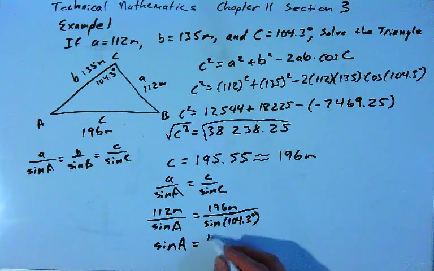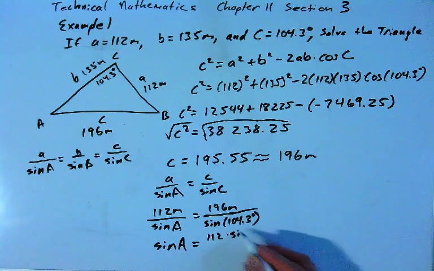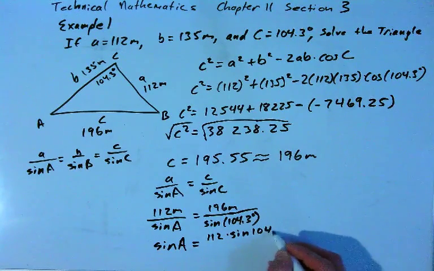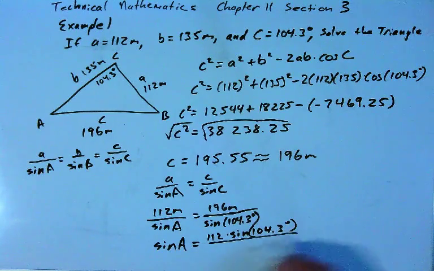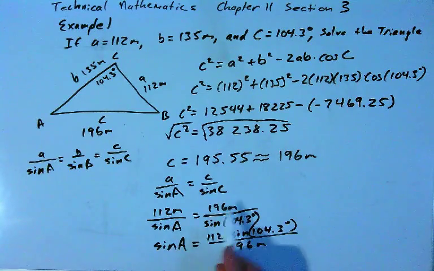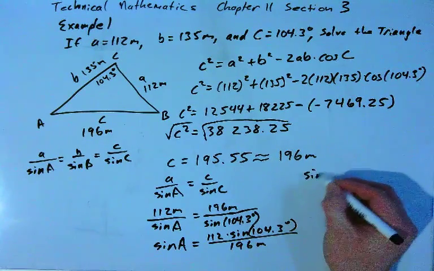equals 112 times the sine of 104.3 degrees divided by 196 meters. Really what I'm doing here is cross multiplying. So 112 times sine, right, 112 times sine. On the other side I would get 196 sine A, but then I need to divide by 196. So I'm cross multiplying and dividing. That's how I'm solving these equations. Okay, so I'm going to work this out first.